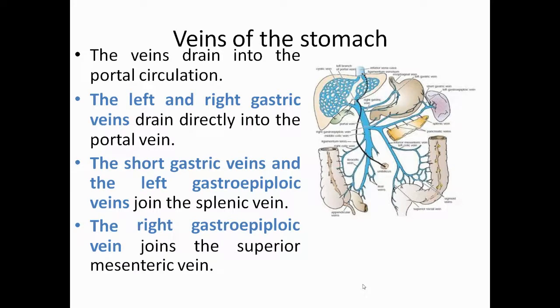Now we'll see the veins of the stomach. All the veins drain into the portal circulation. Left and right gastric veins drain directly into the portal vein. And short gastric veins and left gastroepiploic veins join the splenic vein, and right gastroepiploic vein joins the superior mesenteric vein.